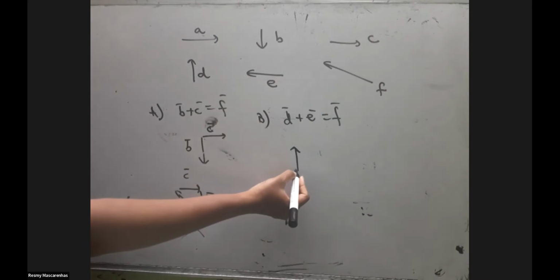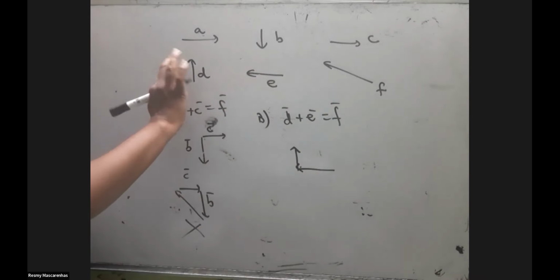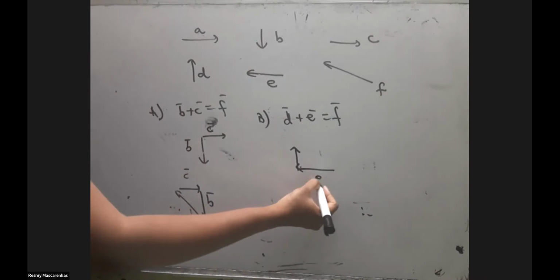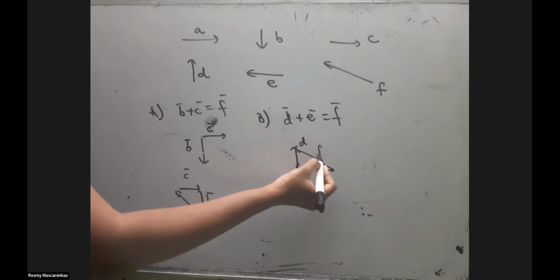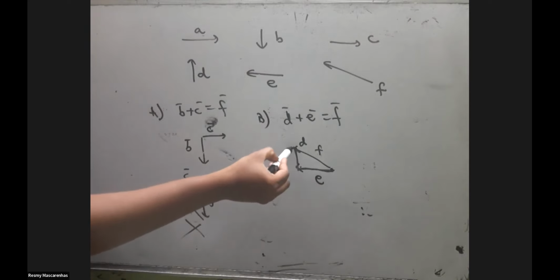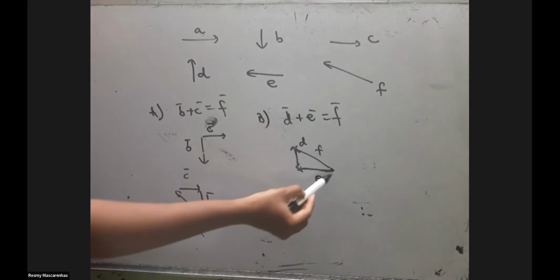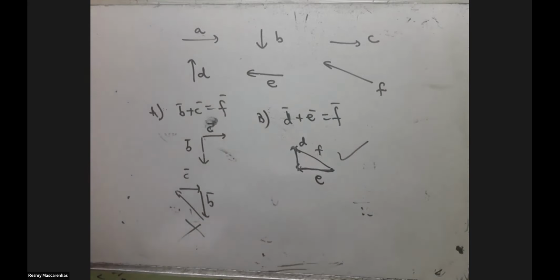While drawing, draw it like this. Just take it this way. And F. Yes, it is correct. It's starting here and going here. So the resultant should be from the start to the end. So this is true. So this is correct.